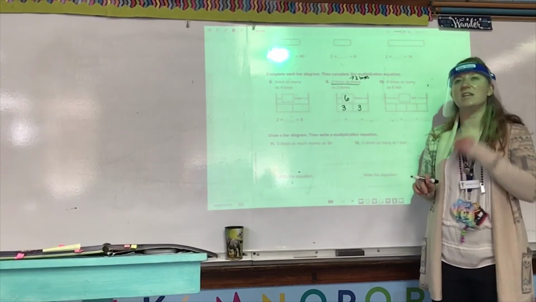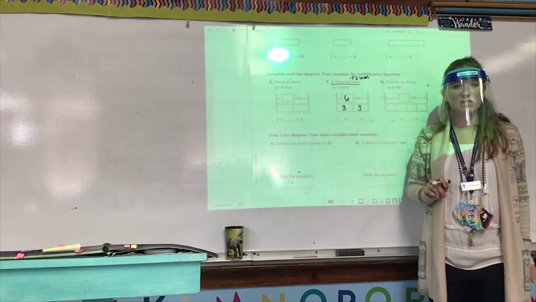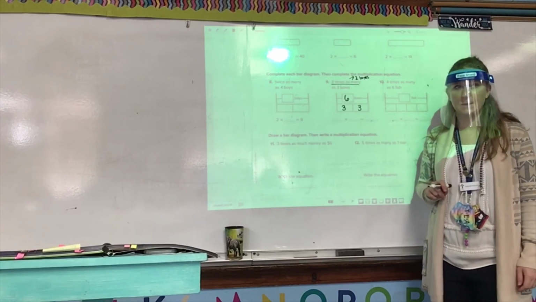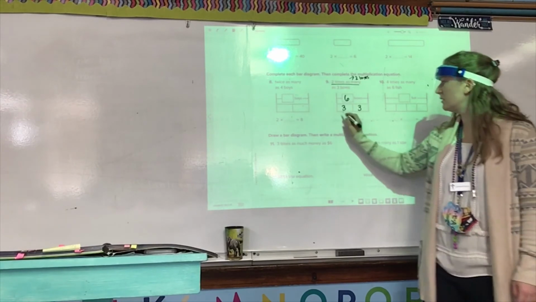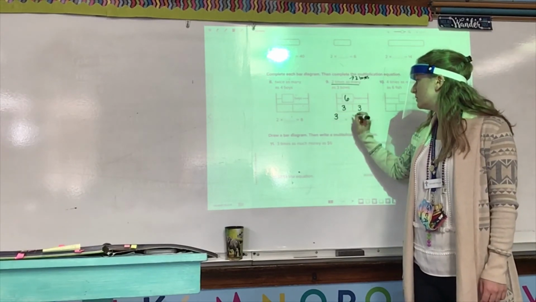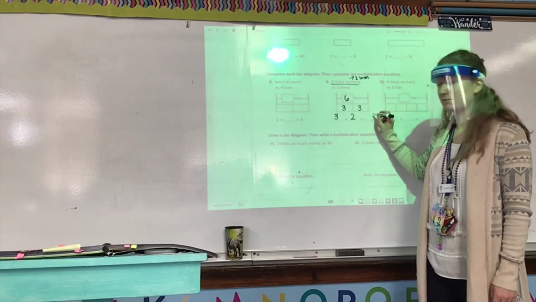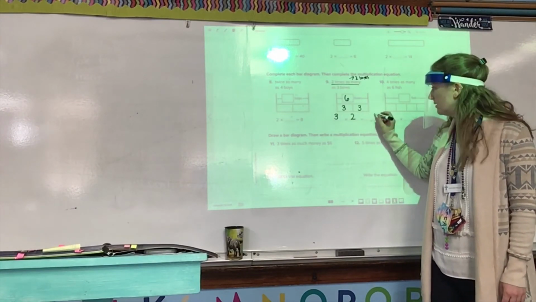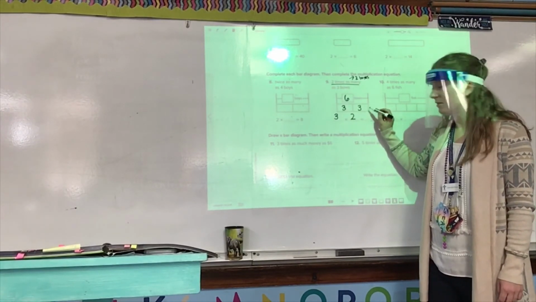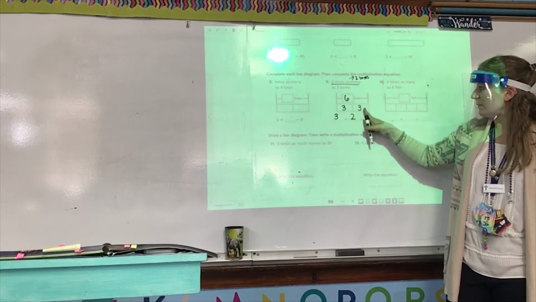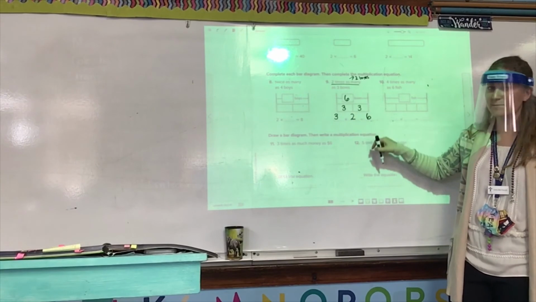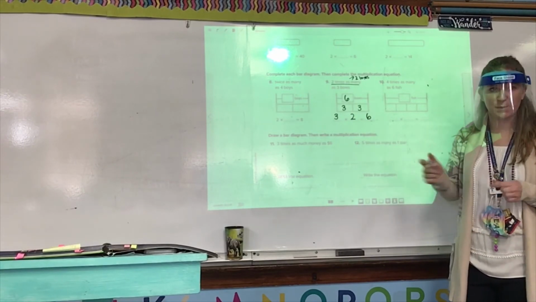So what does that multiplication equation look like? Carla. 3 times 2 equals? Equals 6. Good. Because we have 3 bows. We're repeating it 2 times to get a total of 6 bows.